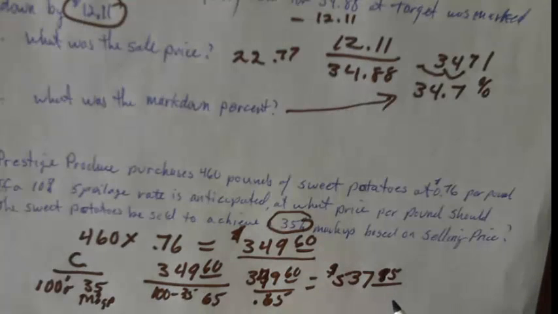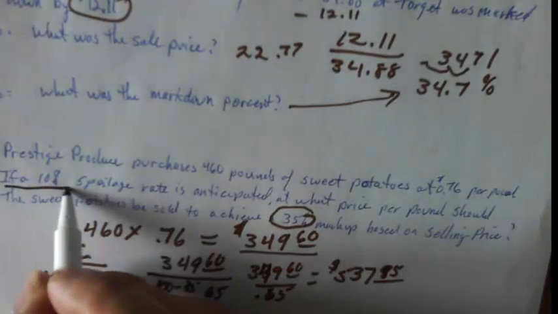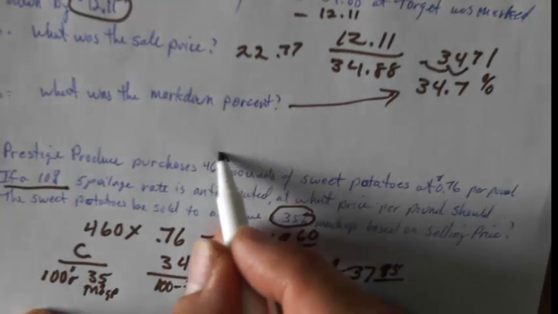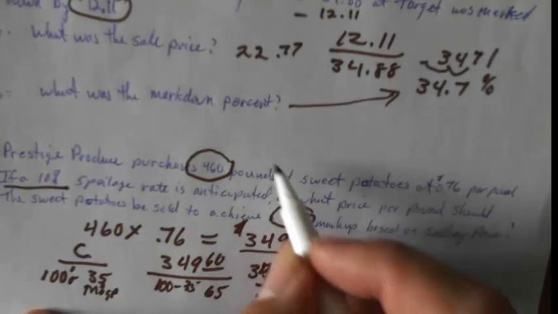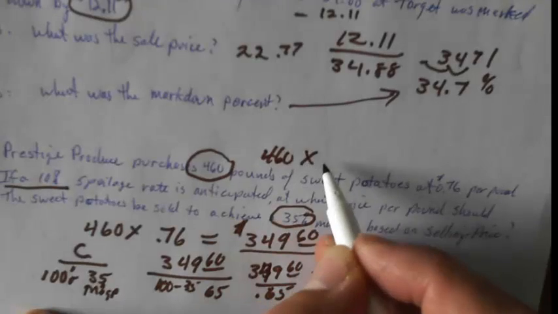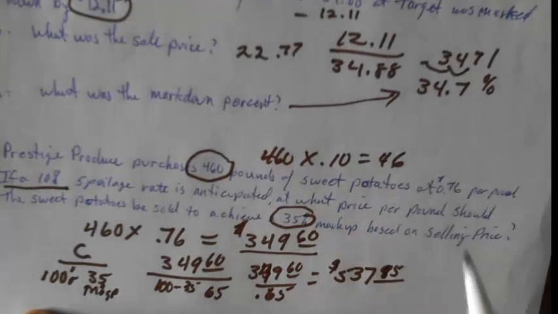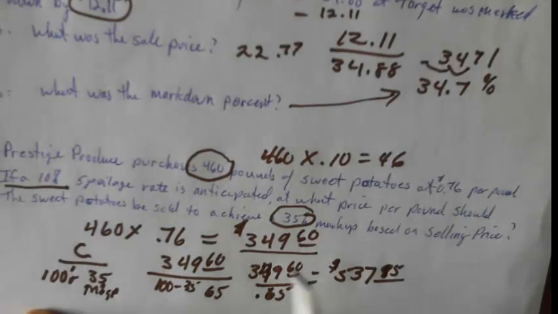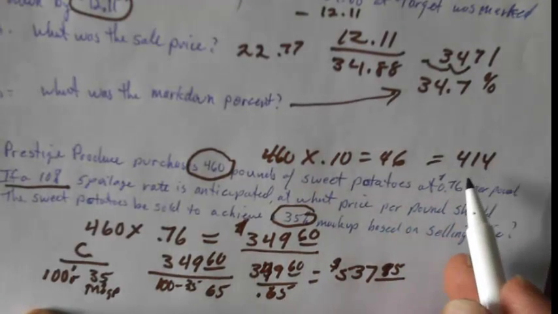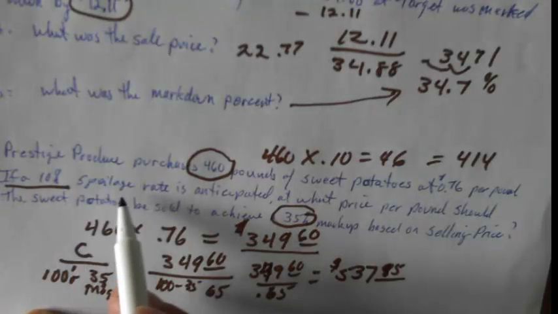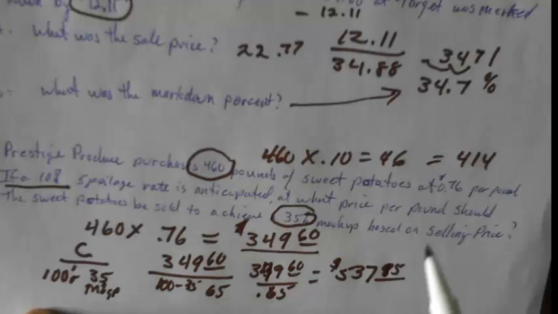But we have one more step to the problem, because we have a spoilage rate that we need to deal with. So we have our cost, and they said we're going to lose 10%. Well, 10% of 460 is 46 pounds. We would just take our 460 times 0.10, and then of course there's our spoilage, 46. So then we would subtract that, and we would have a total of 414 pounds left to sell, because we're going to lose 10% for the spoilage. So we have that number.